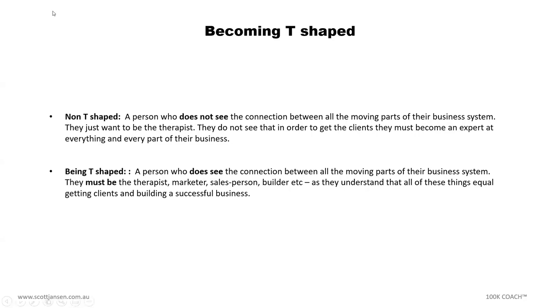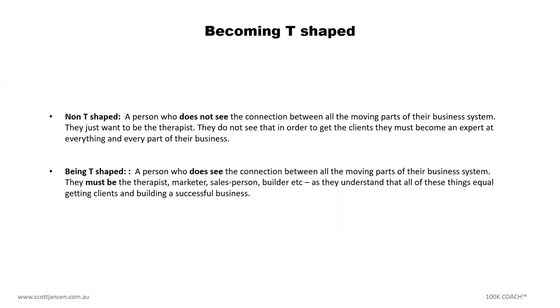So non-T-shaped refers to a person who does not see the connection between all the moving parts of their business system. They just see it as a random act of things. They just say, Scott, I just want to be the therapist. I don't want to do anything else. They do not see that in order to get clients and have a therapy and coaching business, you must become an expert at everything and every single part of the business. Zooming all the way in, become an expert in those things, zoom even further in, become an expert in those things. So when we zoom right out, we have a successful business. So non-T-shaped people will never succeed in business.